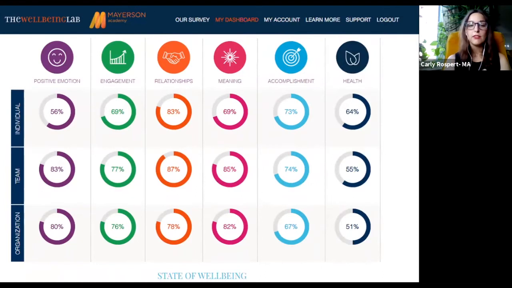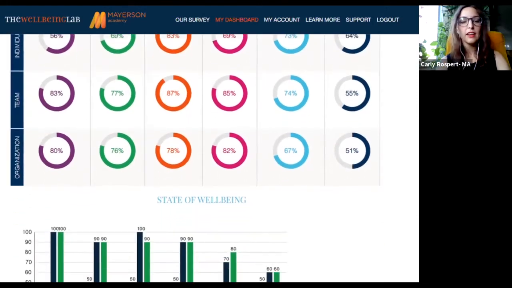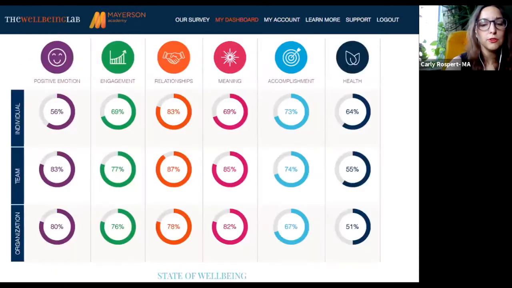The next level down is team. And this is how individuals feel about their team's well-being and their team's ability to support well-being. And then the last one you'll see, oh, I went too fast, is the organization level. And that's really how individuals feel about their organization's ability and efforts to support well-being.